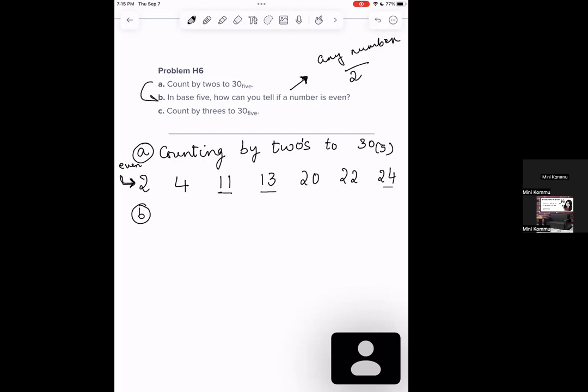So A is related to B. In A, you counted by 2s and you got these values. When you're counting by 2s in the base 10 system, you're counting by even numbers. But over here, you have odd numbers too. So how is that possible?